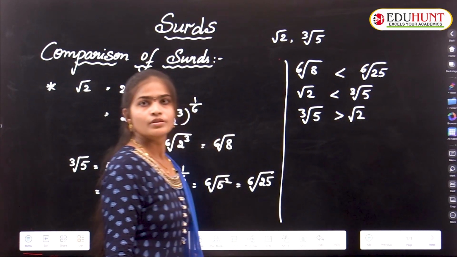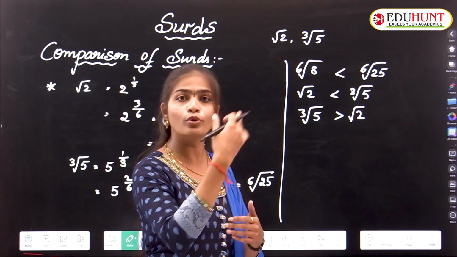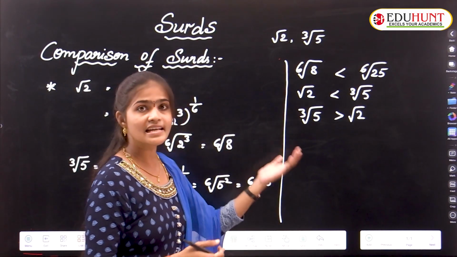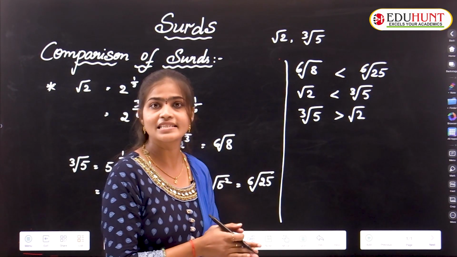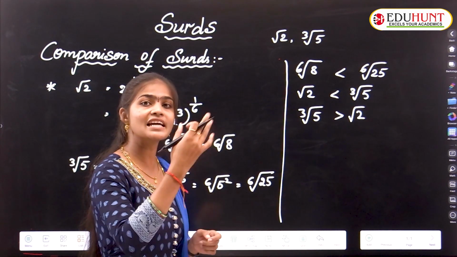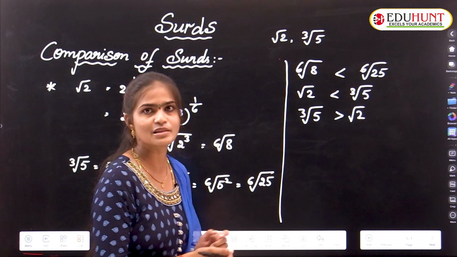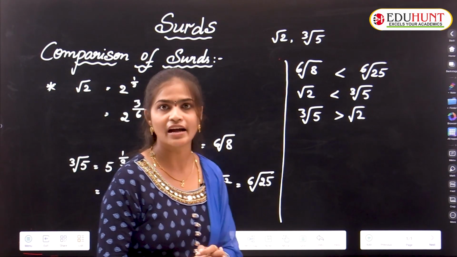So children, by using this method we can compare any two or more surds. If their orders are the same, then we can easily compare the surds based on their radicands. If the orders are different, then we have to follow the 4 steps we discussed previously. Those 4 steps we have to follow.